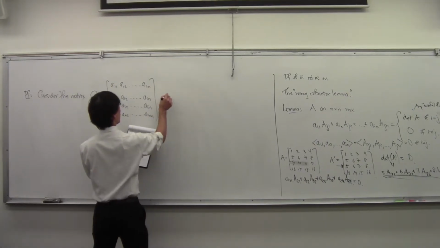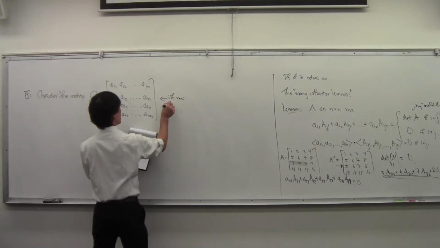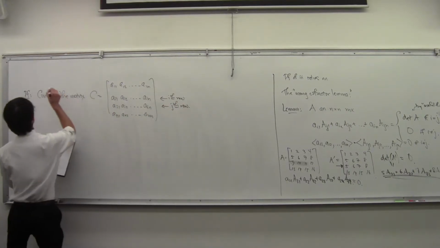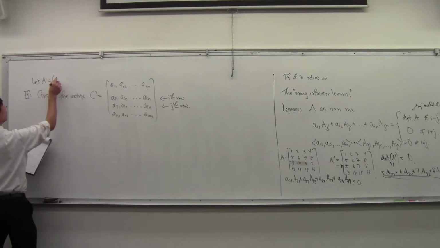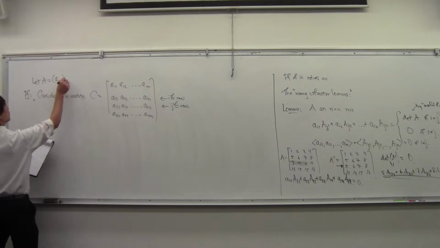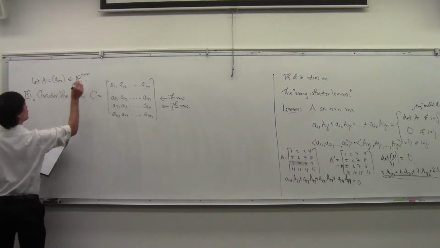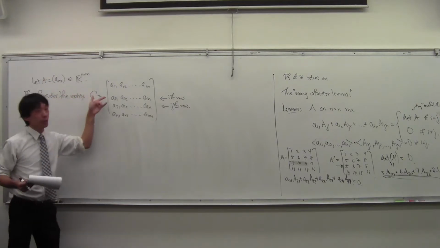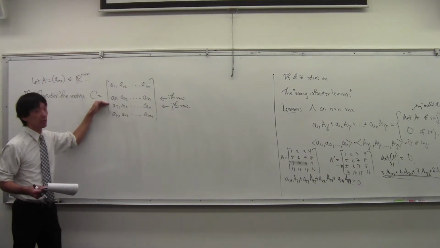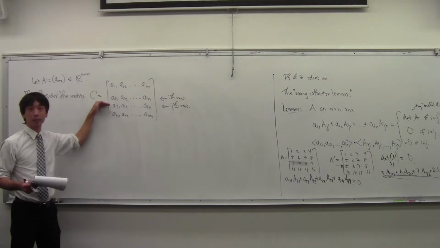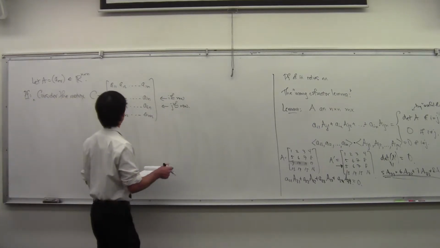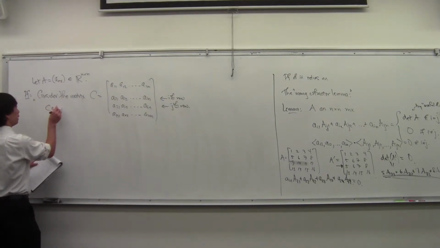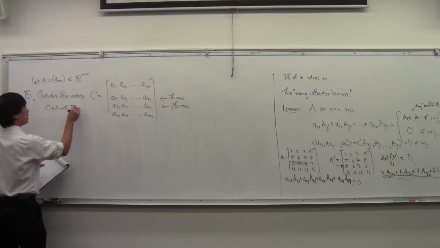But this is the ith row, and this is the jth row. Right? So let's start off with our matrix A. You start off with one matrix. You make a new matrix where you've taken the ith row and pasted it on top of the jth row. So C is A with row i pasted onto row j.